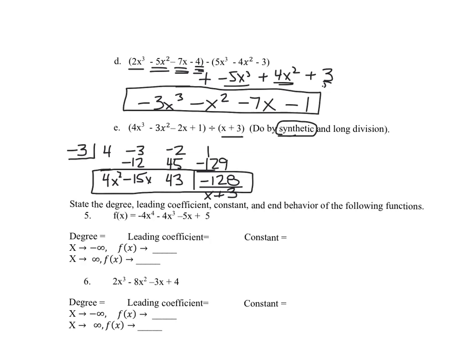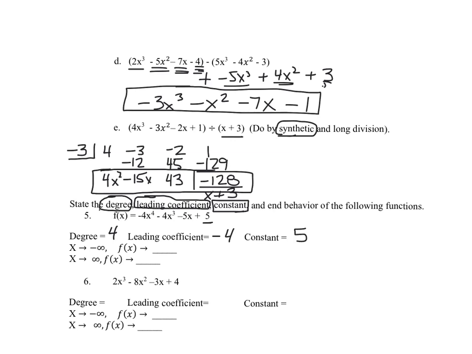In the next problems, we're studying the degree. The degree is the largest power of the variable. The leading coefficient, which is the number in front of the largest power. The constant is the non-variable term, and end behavior is what it's doing on the ends. So for number 5, the largest power is 4, that'd be the degree. The leading coefficient, the number in front of the power of 4, would be negative 4. The constant's the term without the variable, which would be 5.